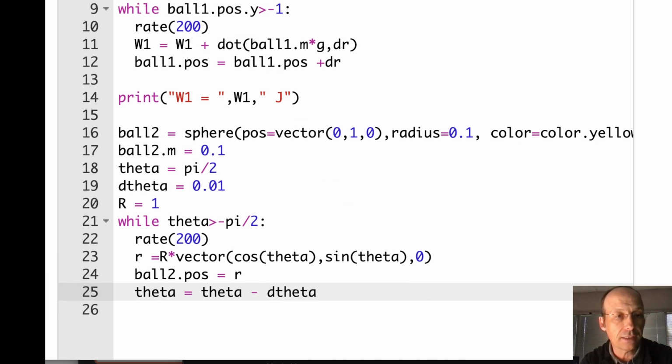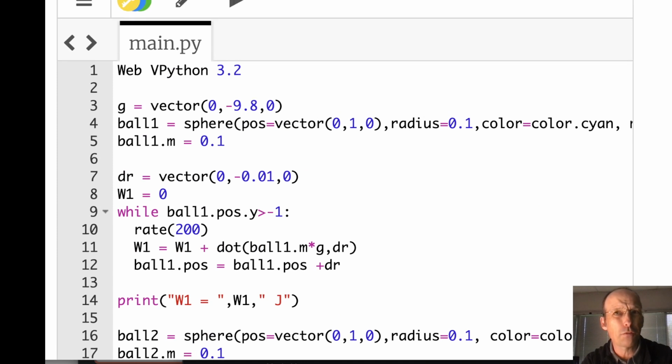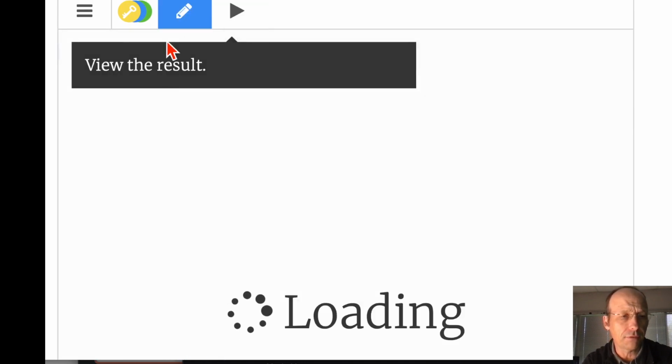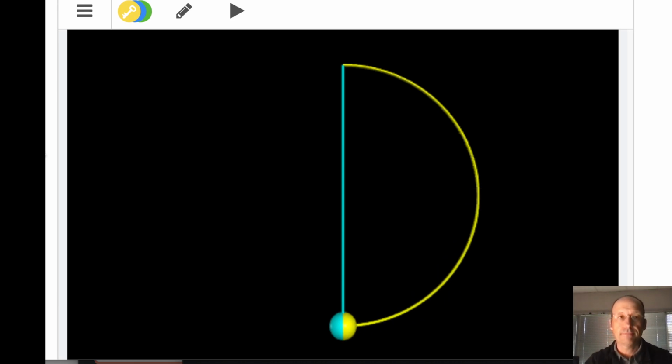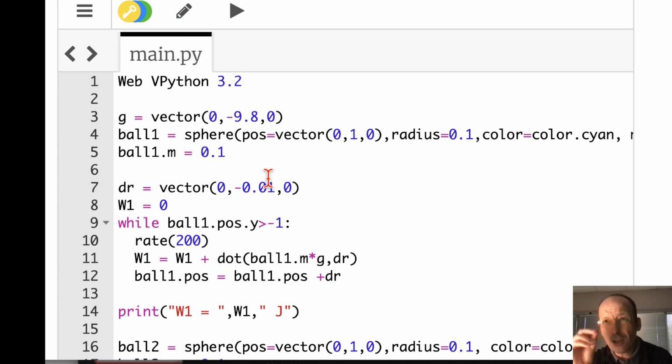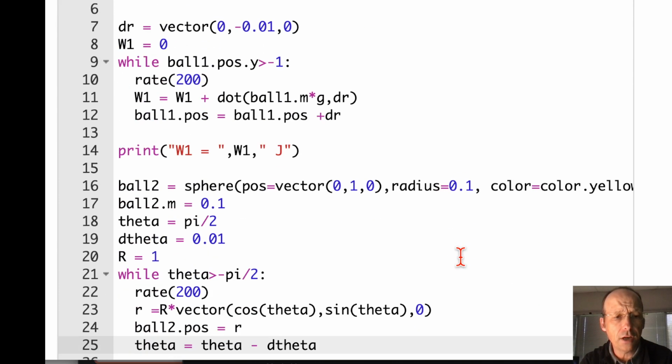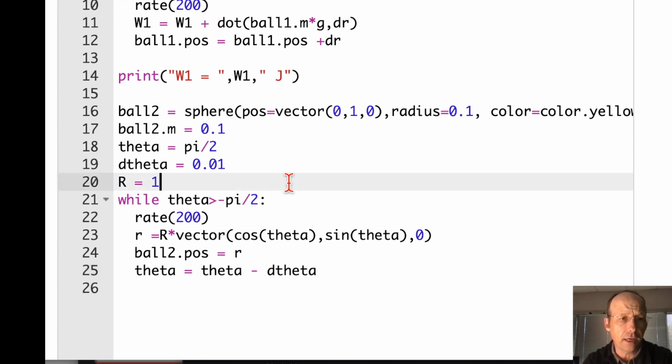Let's run that and see what happens. And remember, I have that first ball moving first, and then it does the second ball. So first ball, second ball. That's awesome. I'm happy. Do you want me to put the dr vector? Let's try that.